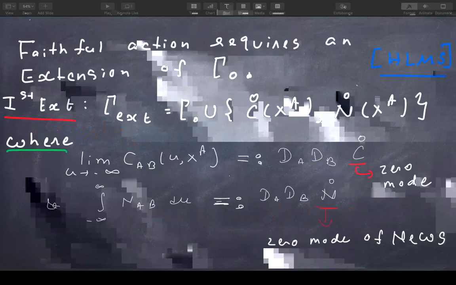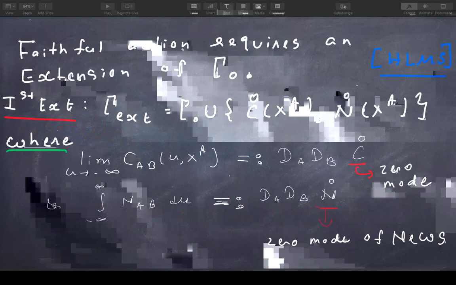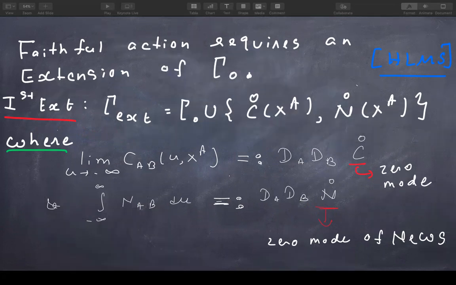The faithful action, if we start with supertranslation, would require an extension of this Ashtekar-Streubel phase space, and this was proposed by Hawking, Mitra, Strominger, and sorry, I forget another name there. There were four authors who proposed this, and the extension is the following: you take the Ashtekar-Streubel phase space and add two modes which only depend on the sphere coordinates x^A, defined as follows. You take your shear field C_AB and look at the early u limit of the shear field.